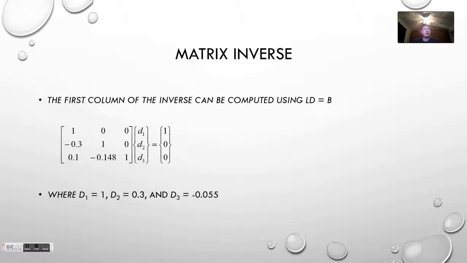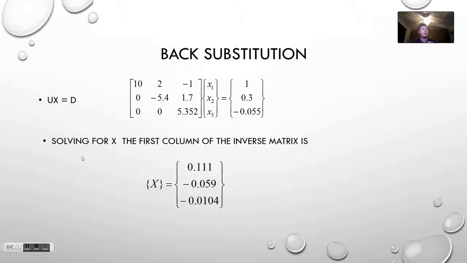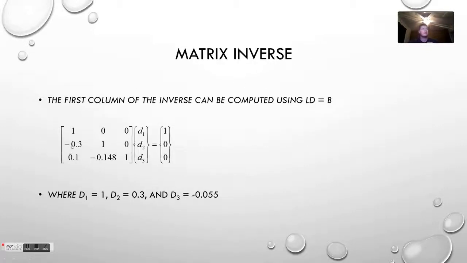So again, where we're going to start with getting the inverse, we have to do each column of the inverse independently. So we will start with the lower matrix L, and we want to solve for a column D. Since we're solving for the first column of D, only the first row will have a 1 in it, all others will have a 0. We will solve for this with the row operation. You can see that D1 corresponds to 1, D2 corresponds to 0.3, and D3 corresponds to 0.055.